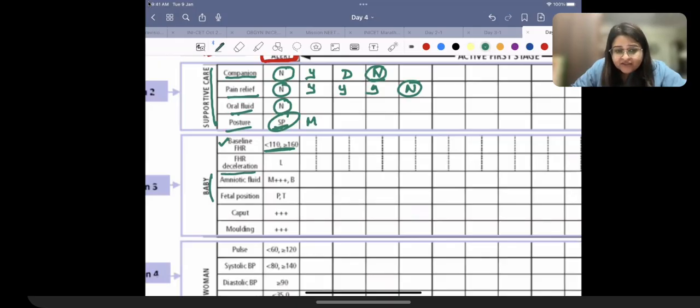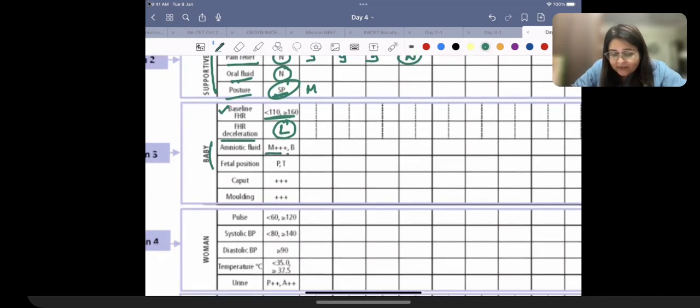Similarly, fetal heart rate decelerations. No deceleration is good, or early and variable are also all right. But late should not be there. L is an alert feature. That means late decelerations should not be there. Similarly, meconium and blood-stained amniotic fluid are alert signs.